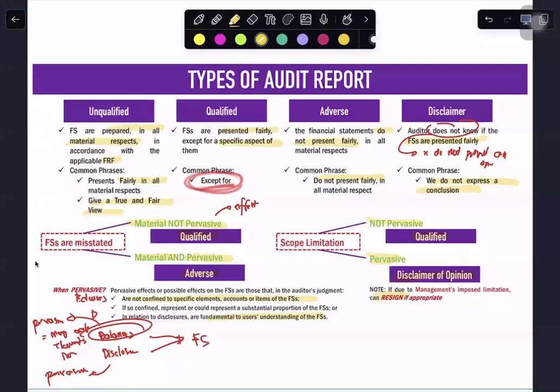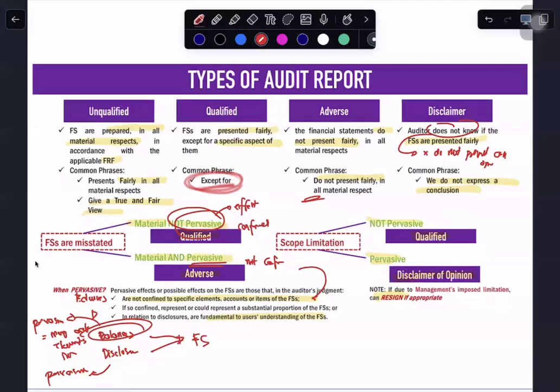So we said if the financial statements are misstated, that could only be qualified or adverse. Why? For qualified, except for an item, meaning there is a material error. However, except for a particular item, then that's qualified. Because except for means not pervasive. It is confined only. If it's not confined, meaning it is already pervasive, then all in all, the financial statements are materially misstated as a whole. That's why we say it is adverse.